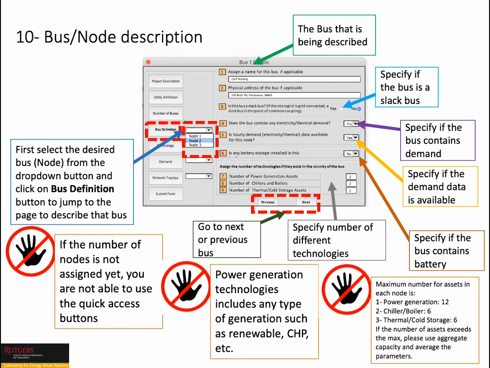On the left-hand side, select Bus Definition. Then select the desired bus or node from the drop-down button. On the top, you will see the bus that you are working on as described. Specify if the bus is a slack bus, if it contains demand, if the demand data is available, and if the bus contains a battery. Make sure you specify the number of different technologies. Power generation technologies include any type of generation, such as renewables, CHP, etc.